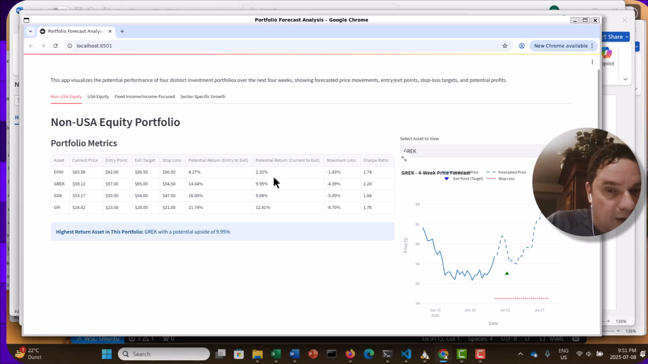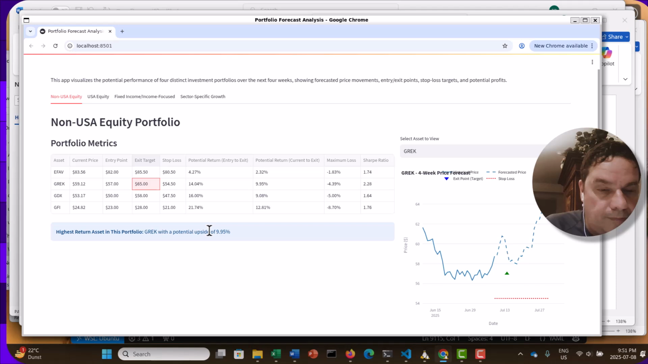So here's the potential profit return. Again, you get 2.3 on this one. That's the ETF, Greece 9.95, GDX 9.08, and then the GFI, which is Gold Fields. That's a South African gold miner, just by the way, 12.81%. So the maximum loss is pretty good. I did ask for stop loss prices.